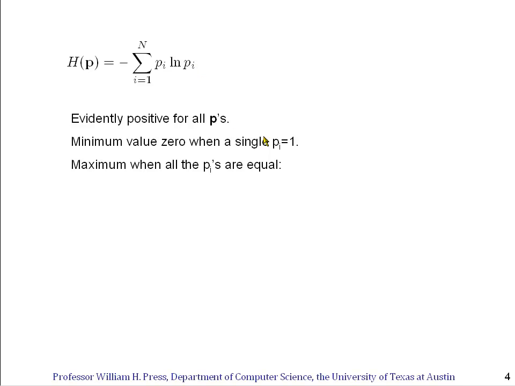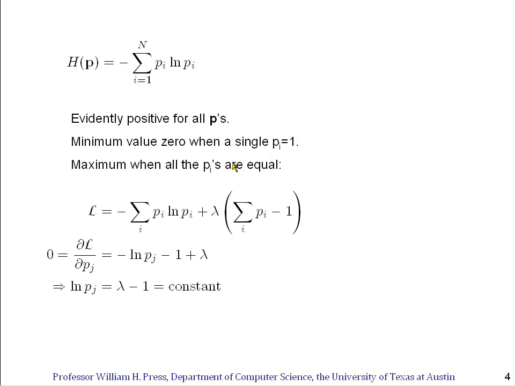What's the maximum value of the entropy? Well, we can work that out either a long way or a short way. Let's do the long way first because it's not that long. We'll use Lagrange multipliers to simply maximize this quantity, the entropy, subject to the constraint with a Lagrange multiplier lambda that the sum of the p_i's equal 1. That is to say, the thing in parentheses here equals 0.